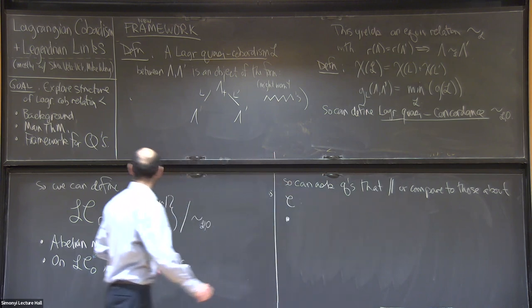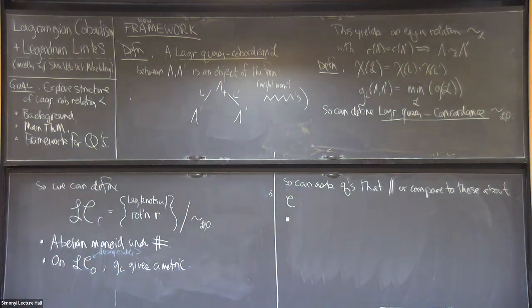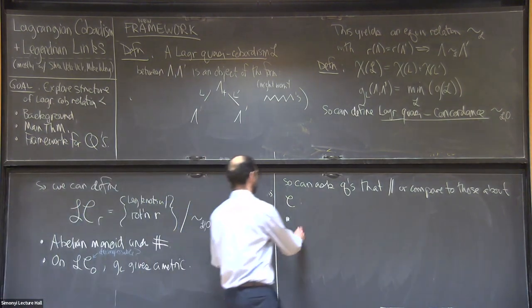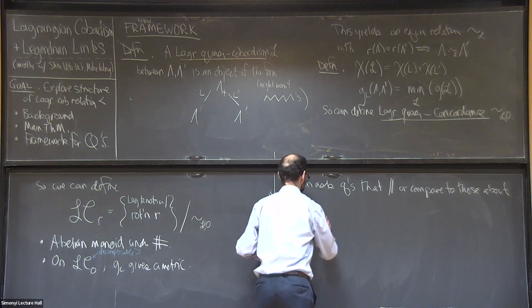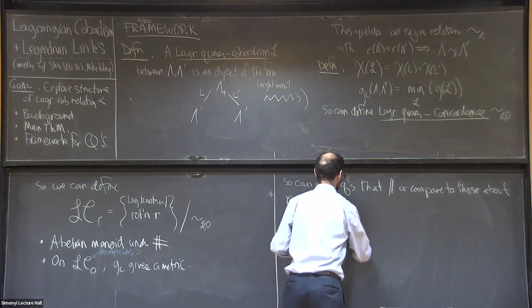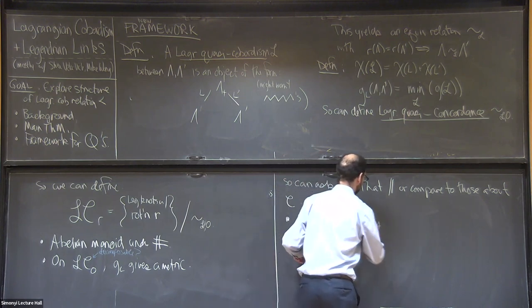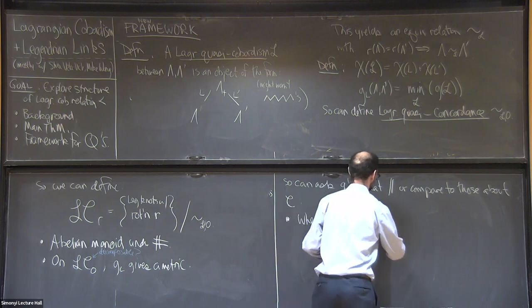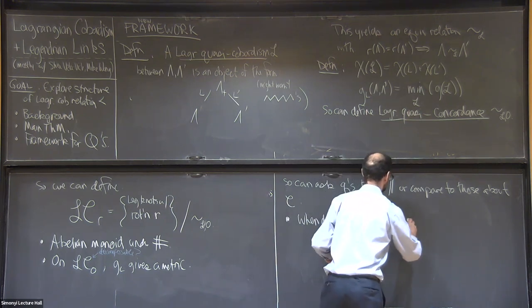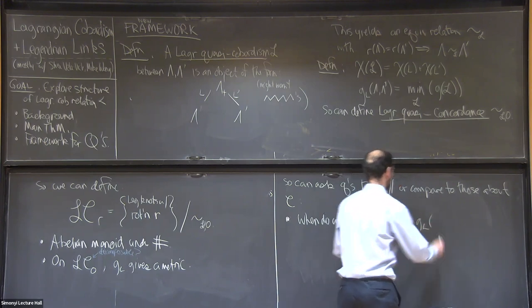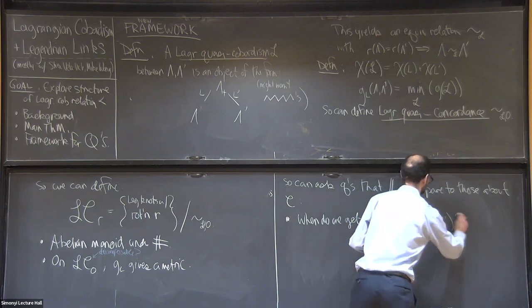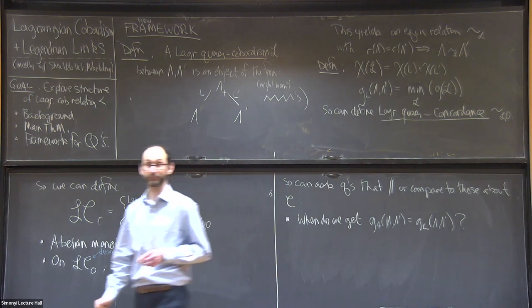Okay, so here's one example. This is sort of a comparison question. When is the smooth relative four genus between two Lagrangians the same as the Lagrangian four genus?